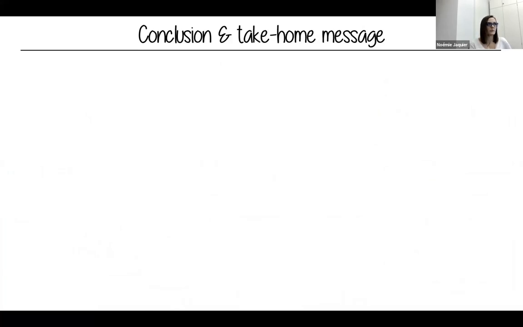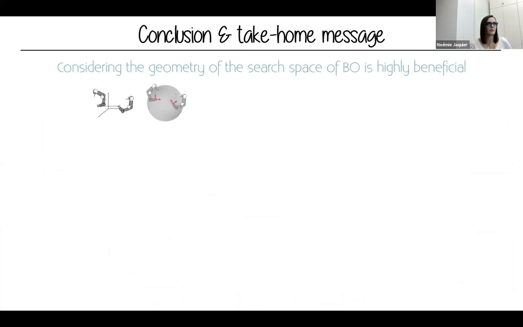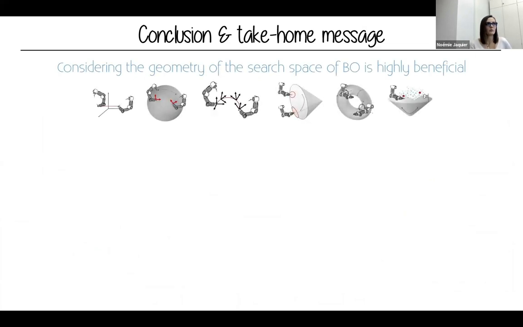What I wanted to convey in that talk is that considering the geometry of your search space is highly beneficial. If you know that your search space has a particular geometry, it's a good idea to use it in your BO algorithm. I mostly showed you that for some robotics applications and robotic spaces, but this is certainly not limited to robotics. There are a lot of other domains which also have those geometries. In general, I think it's a good idea to use your geometry if you can.